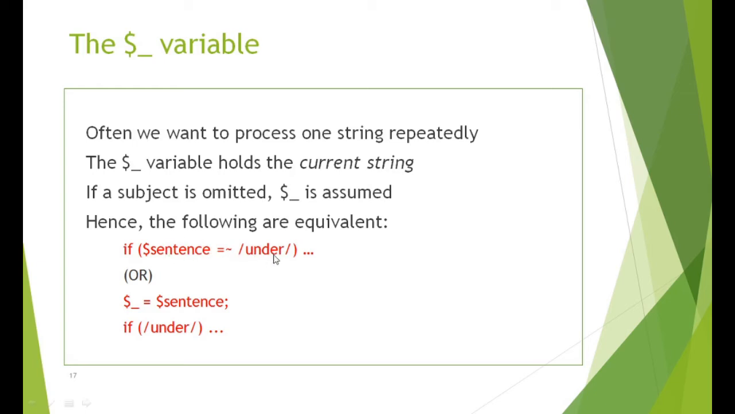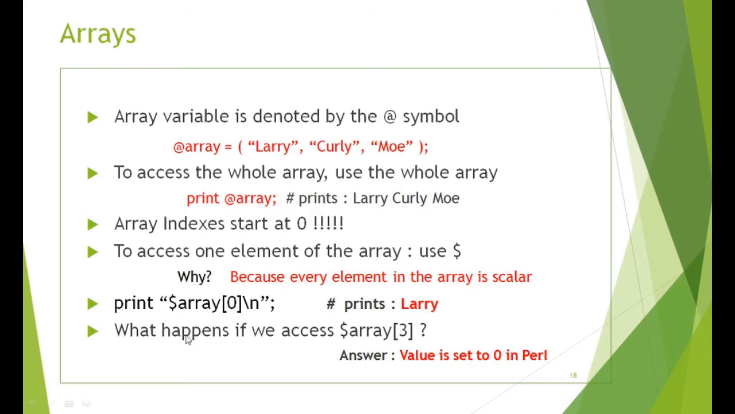So in sentence, I am trying to find out whether this under is there. Instead of specifying it like this, I can just assign the sentence variable to $_, that current string. And then here I can just say if, within parenthesis, /under/. I am not specifying this $_ or this sentence. Here it will be implicitly assumed the current string.